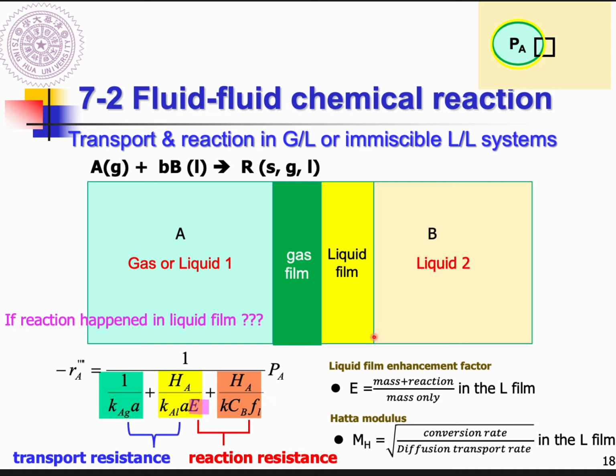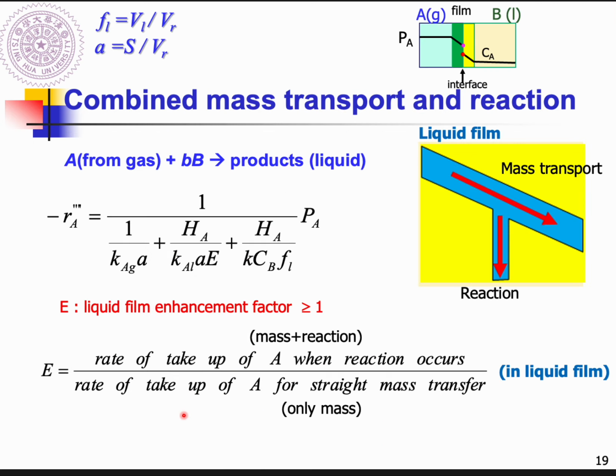So let's move to the liquid film enhancement factor, which is the modified parameter indicator input in the resistance of the liquid film. Here is the final rate equation, including the driving force of reactant A and the resistance for each layer, which are the gas film, the liquid film, and also the bulk liquid.